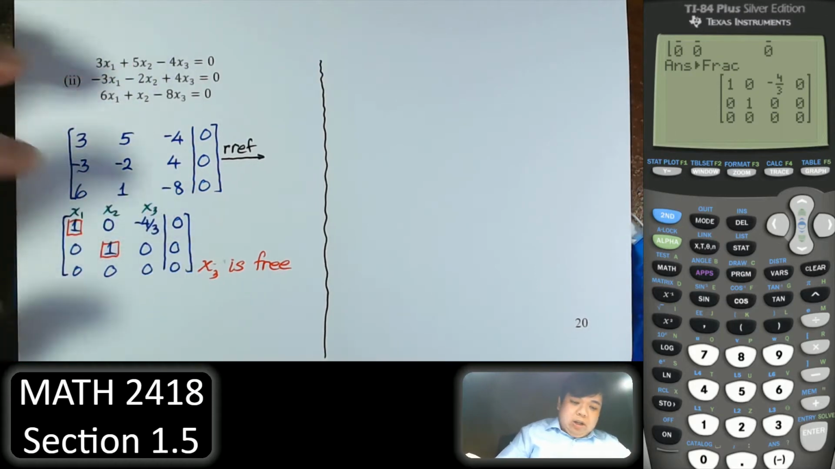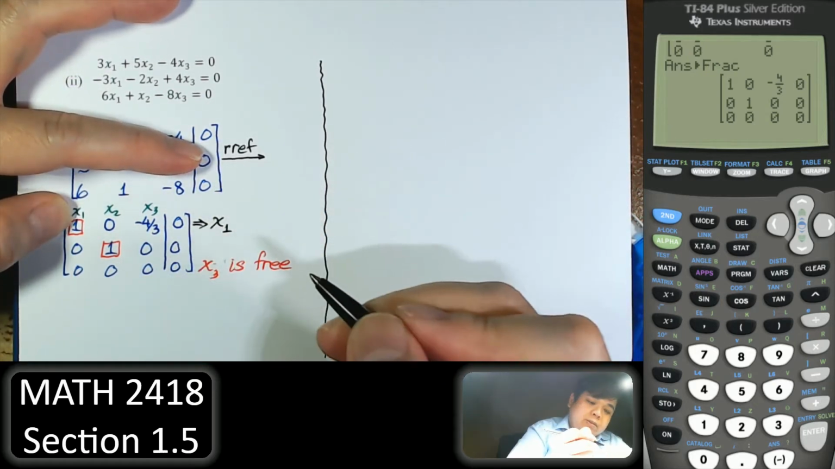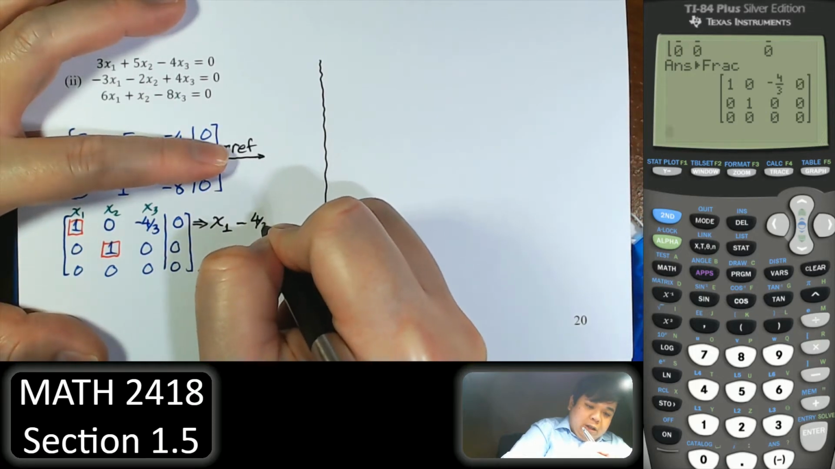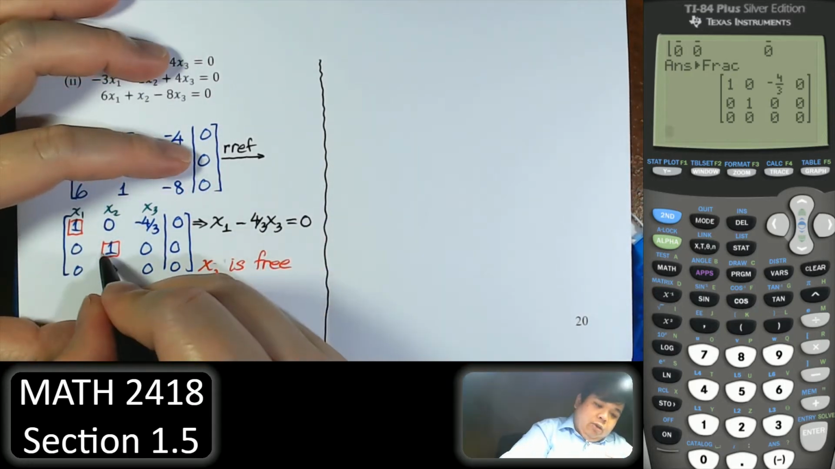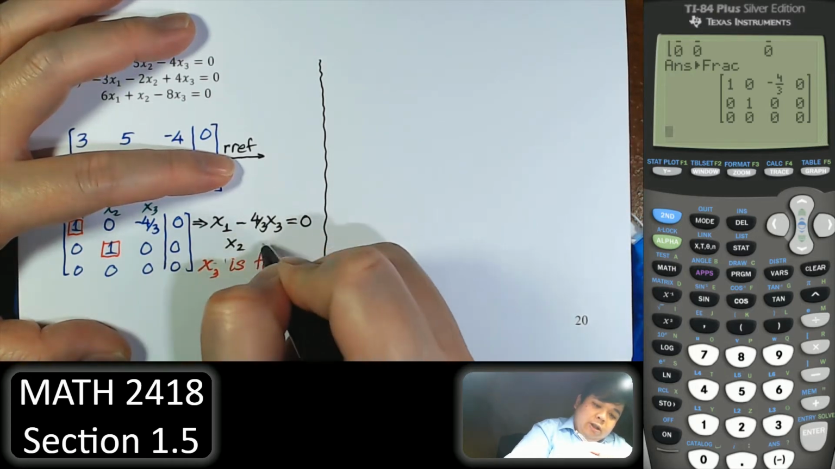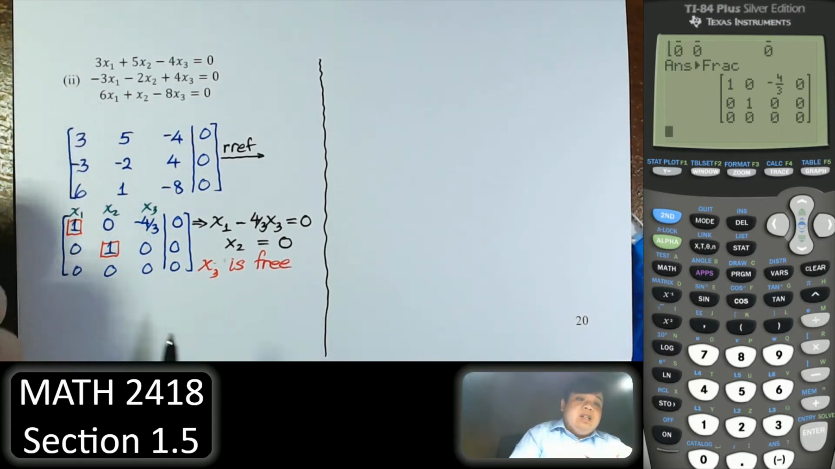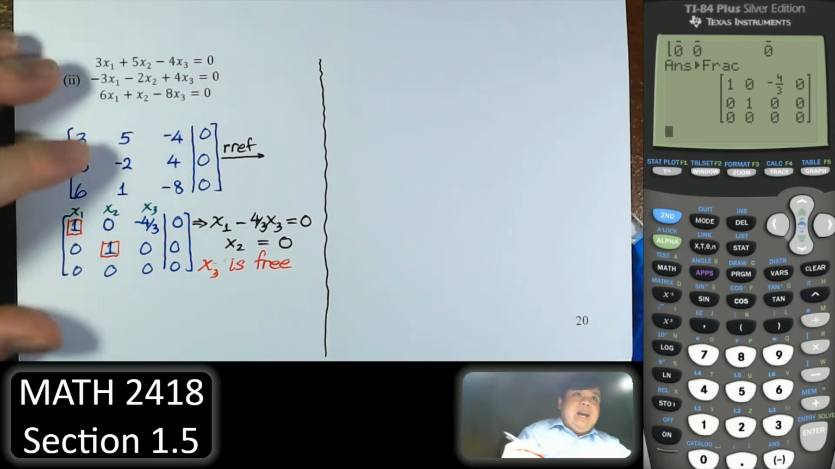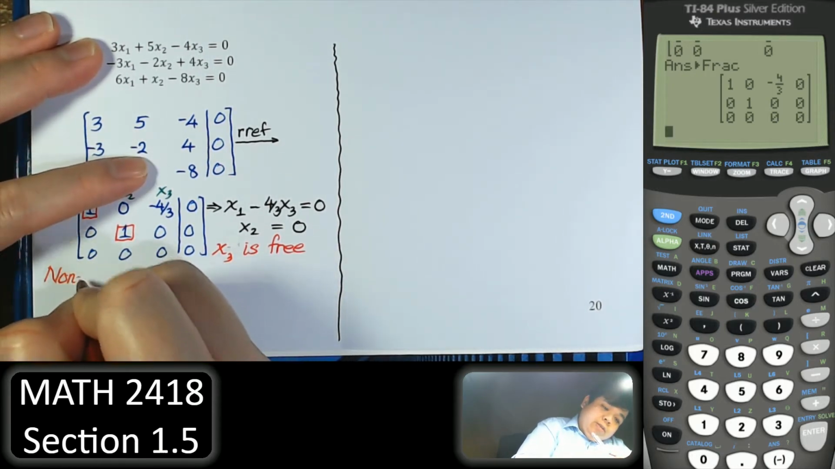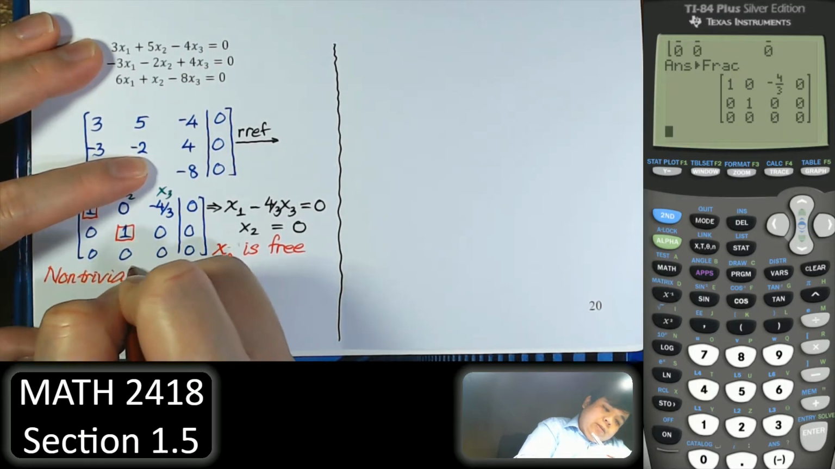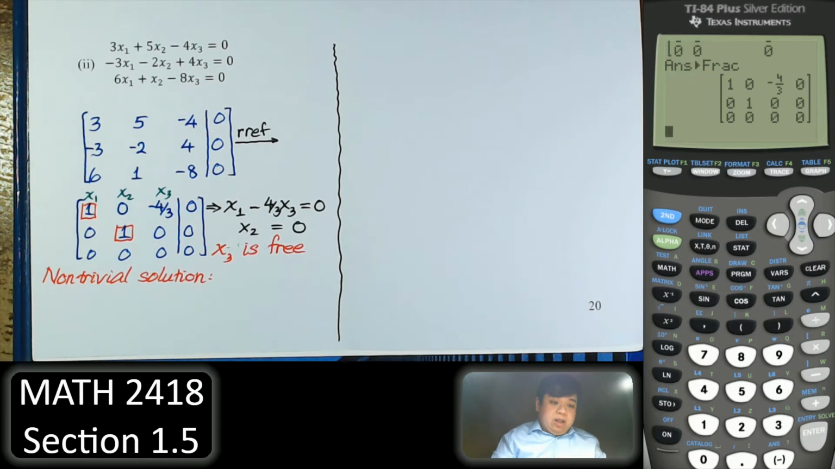Knowing the top two equations, we can rewrite this as the equation x1 minus 4/3 x3 equal to 0. And then we have x2 equal to 0. And x3 is a free variable, so we can choose anything. Because there is a free variable, this one has a non-trivial solution. If there's a free variable, there's a non-trivial solution.